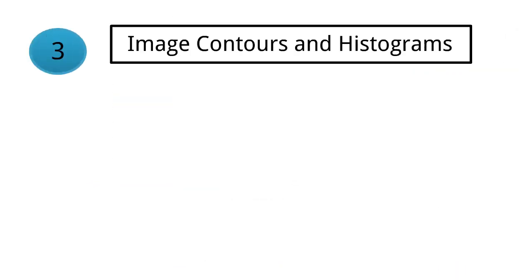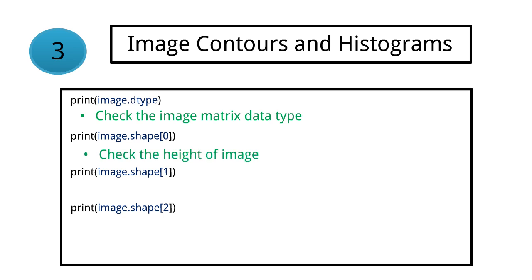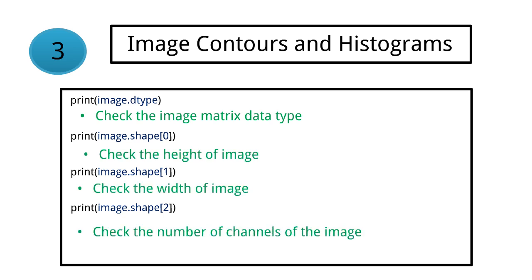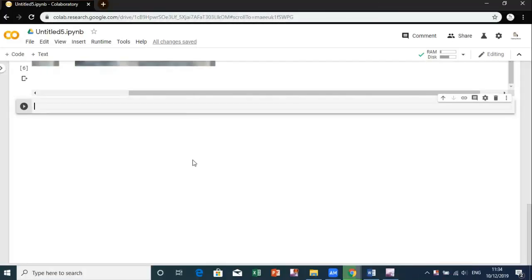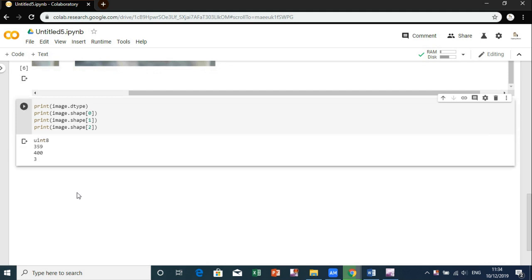Step 3, image contours and histograms. We will be using the following code. Check the image matrix data type. Check the height of the image. Check the width of the image. Check the number of channels of the image. Let's try it on Google Colab. We will get the answer.